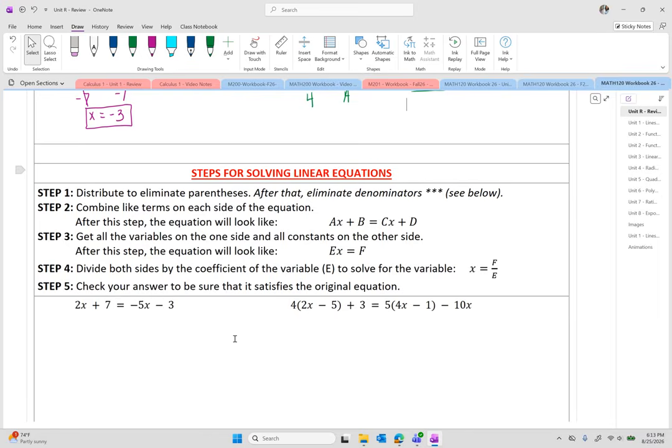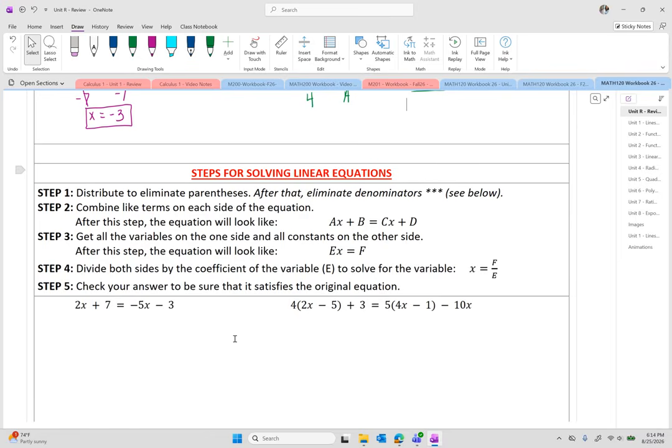After you distribute parentheses and you don't have parentheses anymore, you want to combine like terms on each side of the equation. If you do that, you should end up with a variable term and a constant term on the left, and a variable term and a constant term on the right, or less than that. You should not have more than that.